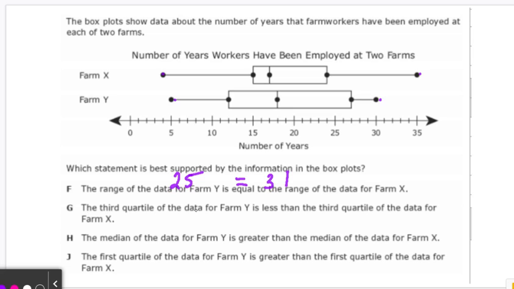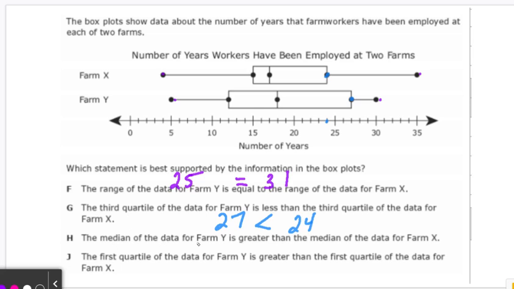The third quartile of the data for farm Y is less than the third quartile of the data for farm X. Less than tells me to do this. Third quartile is the third set of data. So here's data set 1, 2, 3. So we're going to put it down here, and that one is 25, 26, 27. Then go to farm X. Data set 1, 2, 3. And I follow that down, and that one's right here, so that is 24. 27 is not less than 24. Let's check the next one.